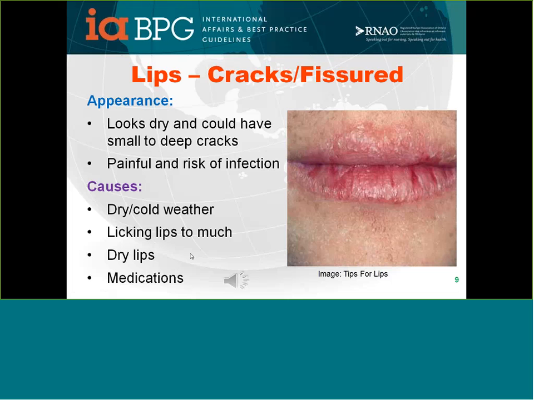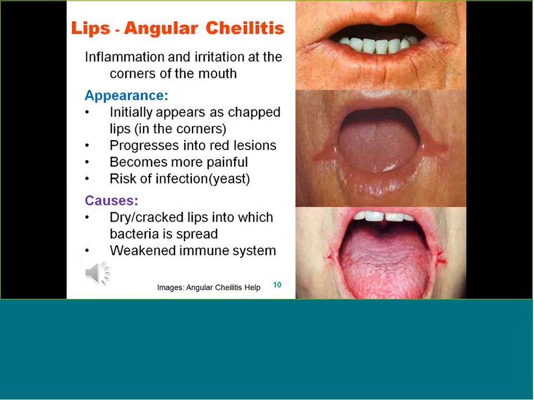Caleb referred to medications as a cause of dry lips. With an increase in medication to treat any systemic illnesses, the outcome is often dry mouth, which can increase the habit of licking the lips and most certainly result in dry, cracked lips.